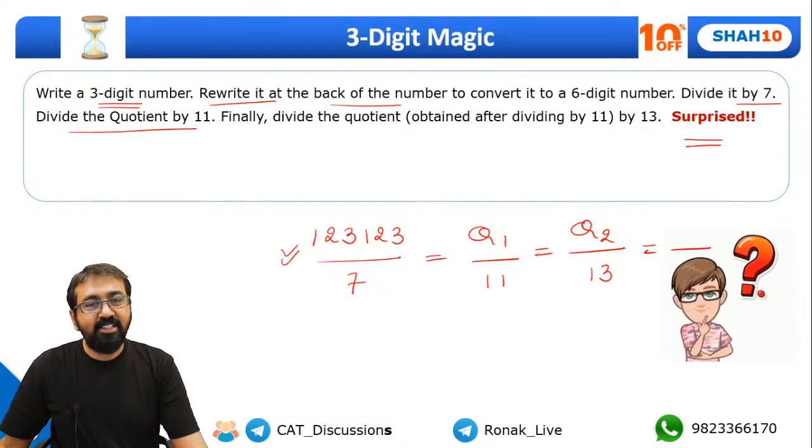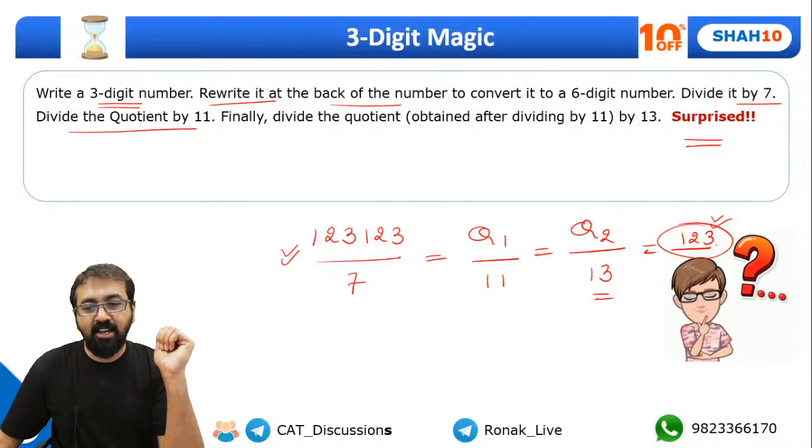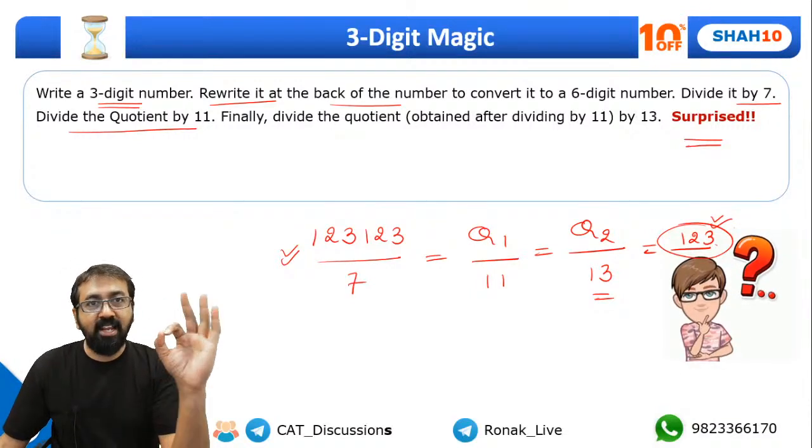So could you divide this quotient by 11 again? Yeah. And then whatever quotient you obtain, divide by 13 and see what you get over here. You will get your number back. Isn't that so? Did you get your number back, guys? Show me a thumbs up if you have got the number back. Right. So then you need to think, why are you getting your number back?